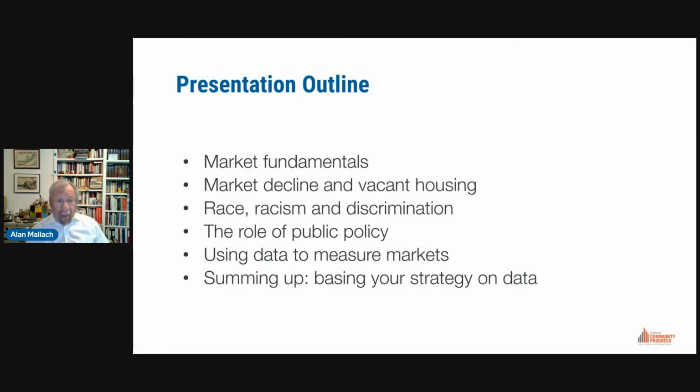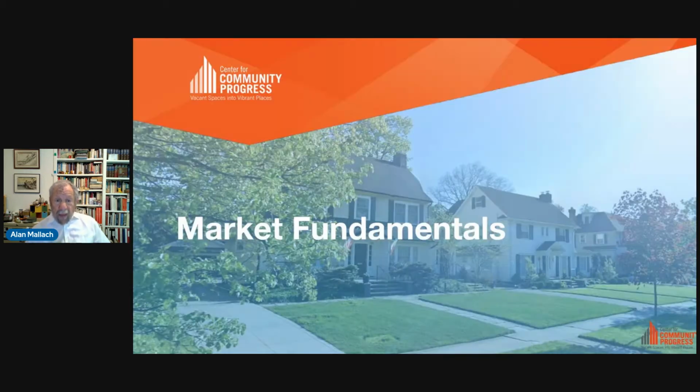So this is what I'm going to talk about. I'm going to talk about basically 5 issues: how markets work as a general proposition, how they work specifically in terms of fostering vacant housing, the role of race and racism in markets, the role of public policy in markets, and finally, what kind of data you can use to understand what's going on in a market in your community. Next slide, please. So first, market fundamentals.